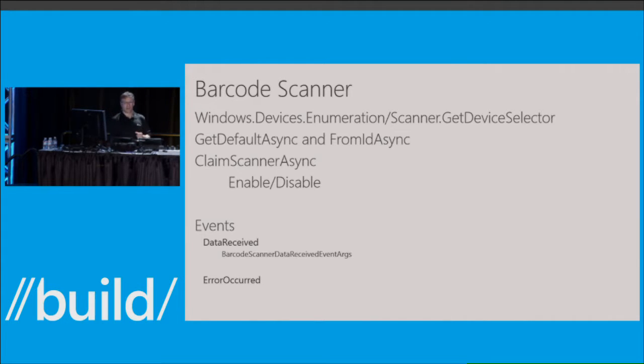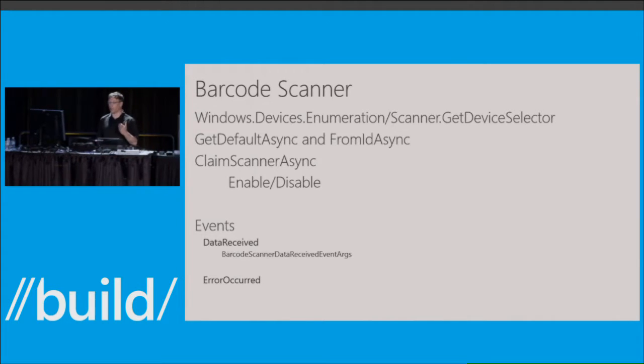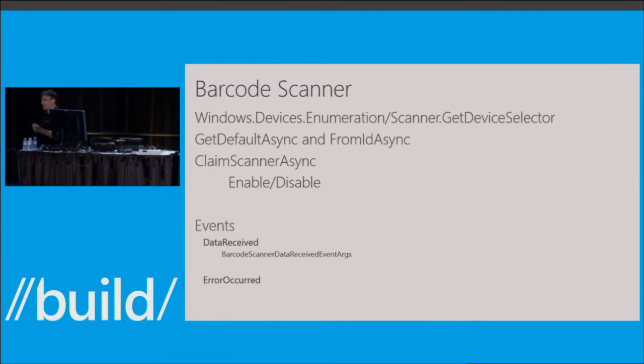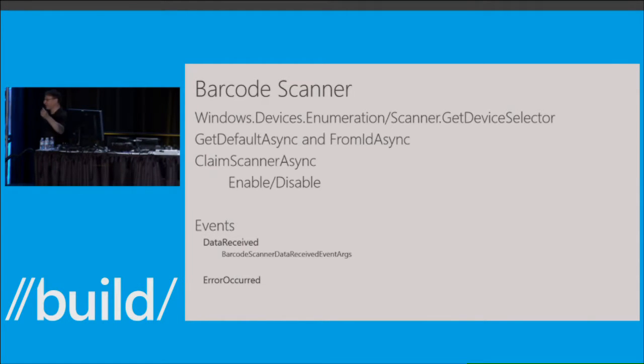ClaimScannerAsync is something that we've already talked about. In order for you to get data from the scanner, you need to claim the scanner. And then finally, this notion of enable and disable, right? So step 1 is get an instance of the device. Step 2 is claim the device. And then step 3 is enable the device. Why do we need an enable and disable?